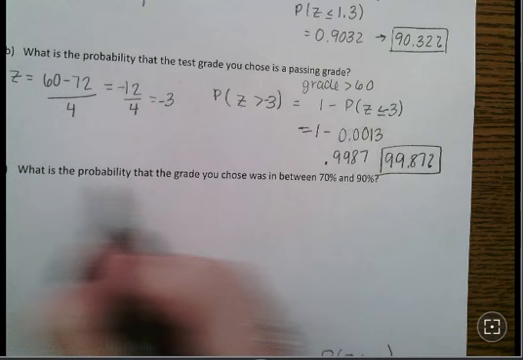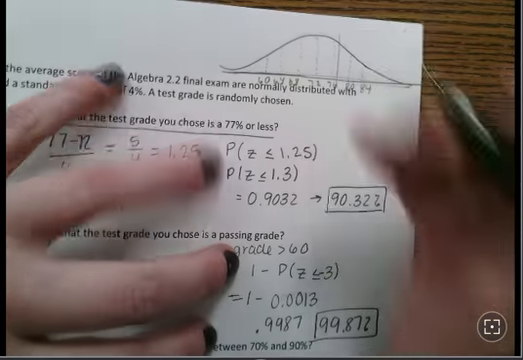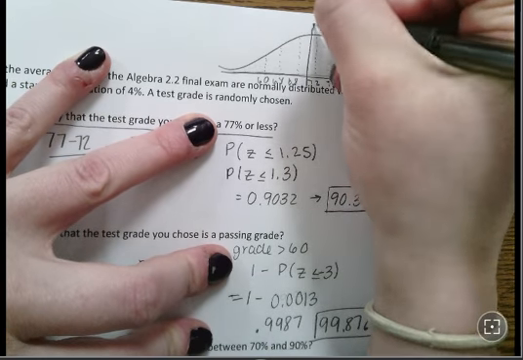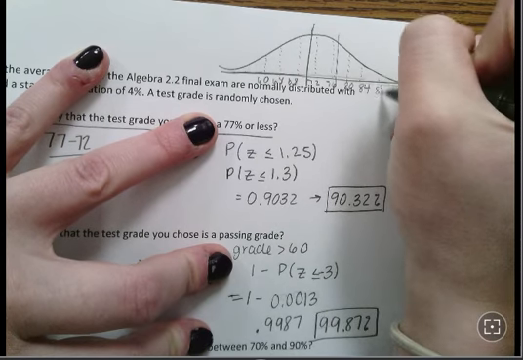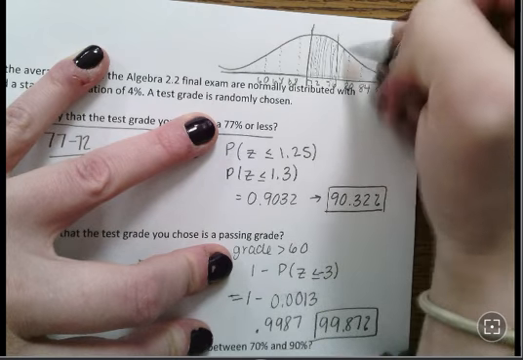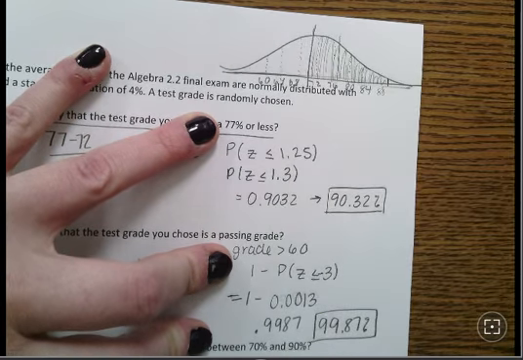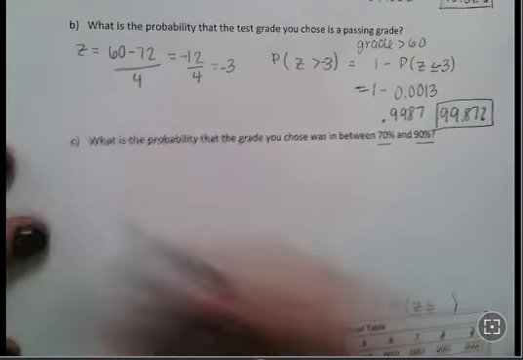So here we go. What is the probability that the grade you chose was between a 70 and a 90? I'm going to go back to my picture. I want to know the probability in between here and another boundary. So I'm basically asking for this whole area here. What we're going to do is find the z-score for each one of these boundaries, and then talk about what to do with them.